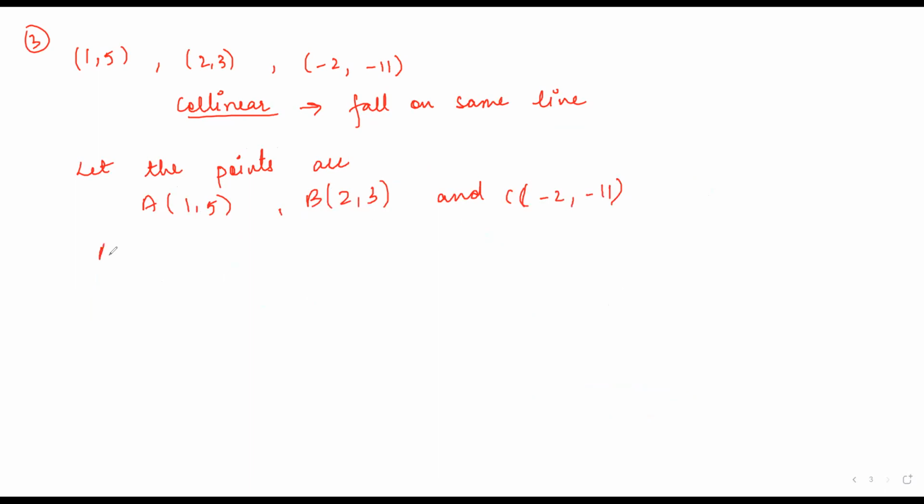Now find all these distances. How much is AB? How much is BC? And how much is AC? So the sum of the two distances should come out to be equal to the third distance. Then we will say that the points are collinear. Okay. Now find out quickly. Please find out quickly.